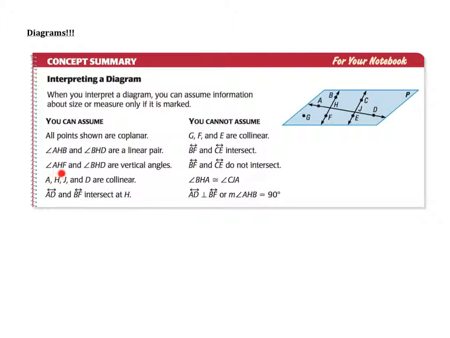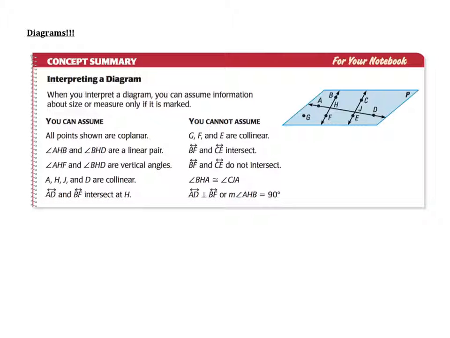Next, we have angle AHF and angle BHD are vertical angles. Now remember, vertical angles are formed by the same two intersecting lines and they lie opposite each other. So if I have AHF and BHD, they're formed by these two intersecting lines and they sit across from each other, so I can assume that they're vertical angles.